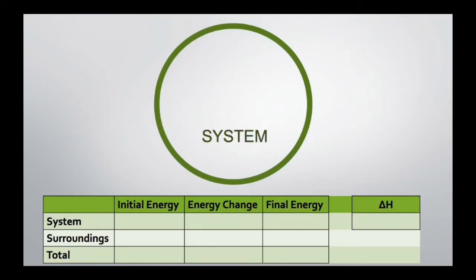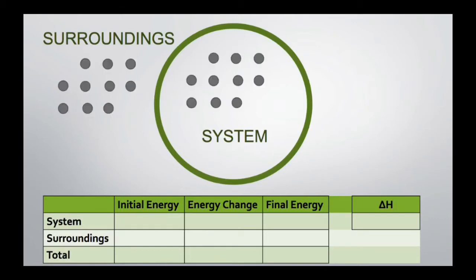Just a simplification of the system. Everything outside of that circle is its surroundings. Now, I can give my system and the surroundings a certain amount of energy that I'm just going to depict as dots. And here, our initial energy of our system and its surroundings are 10. 10 dots in the system, 10 dots in the surroundings, which means that we have a total of 20 dots, 20 energies total in this universe.